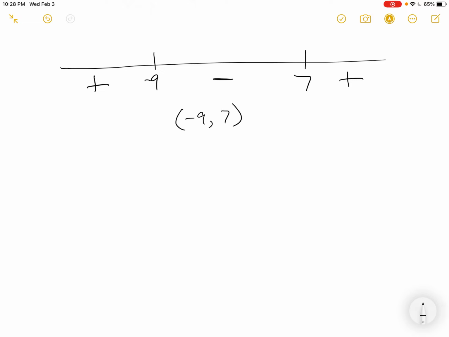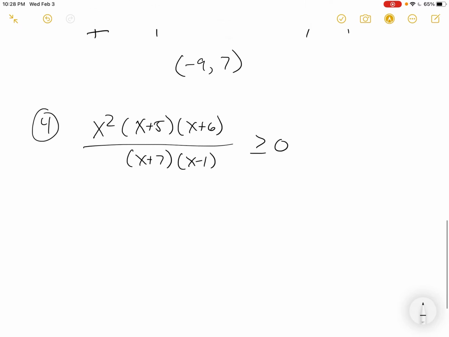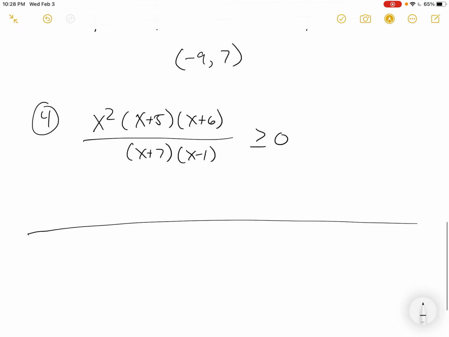Last example. X squared times x plus 5 times x plus 6 all over x plus 7 times x minus 1. And we want to know where that's greater than or equal to 0. So what do you do? You get all of these zeros or undefined points on a number line. The lowest one I see is -7. There's a -6. There's a -5. There's a 0. And there's a 1.